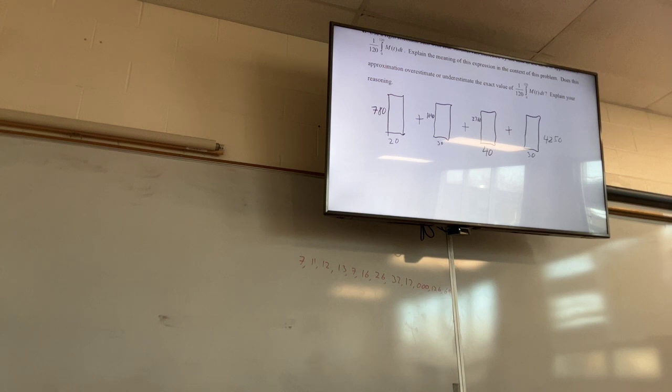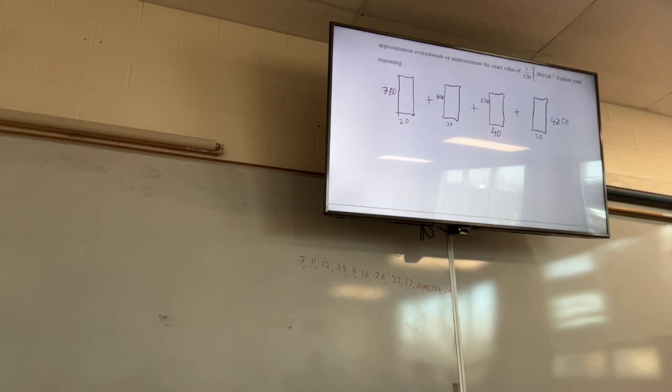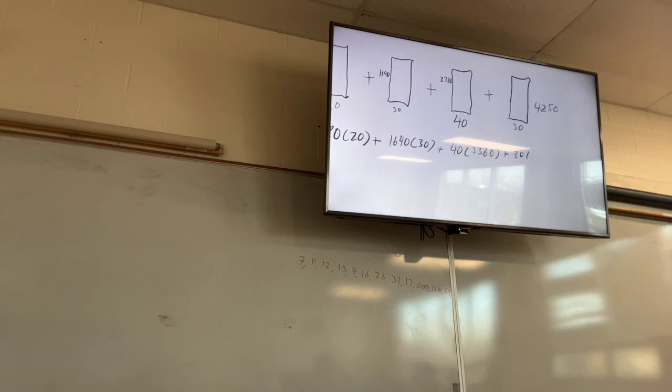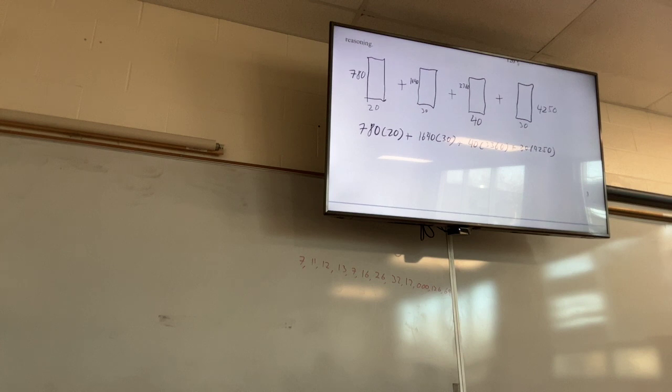Okay. Now, instead of plugging this into your calculator, just do 780 times 20 plus 1640 times 30 plus 40 times 3360 plus 30 times 4250. This is a better idea than plugging it into your calculator, because a lot of us lost points on the last test because we made calculation errors. If you had just left it like this, you would have gotten the right answer. Just leave it like that.